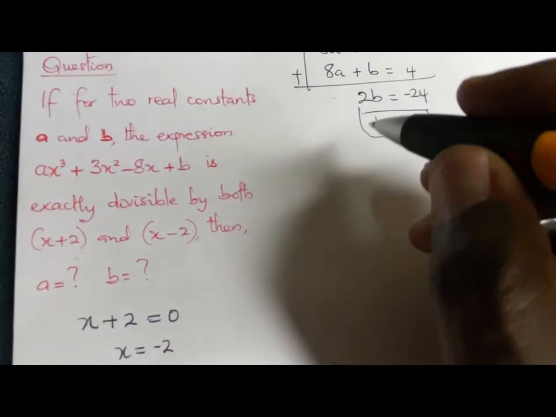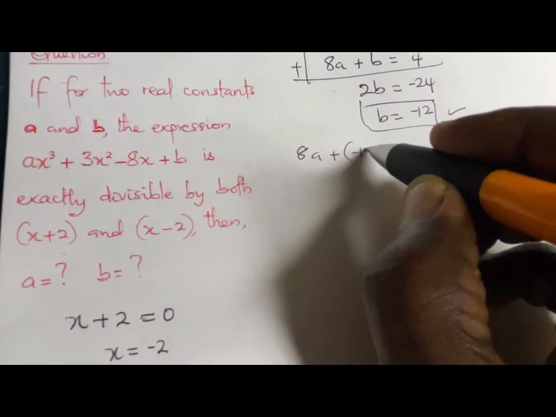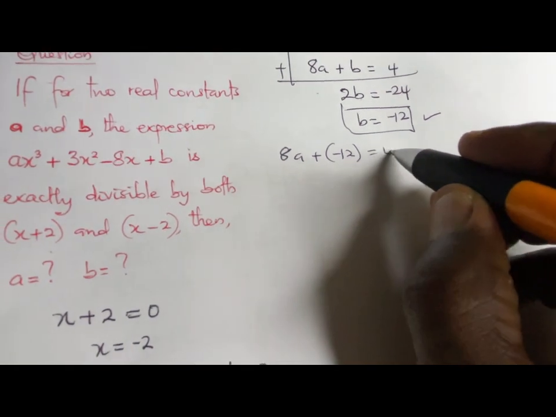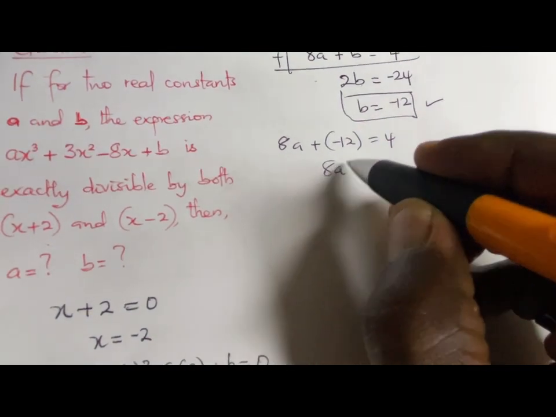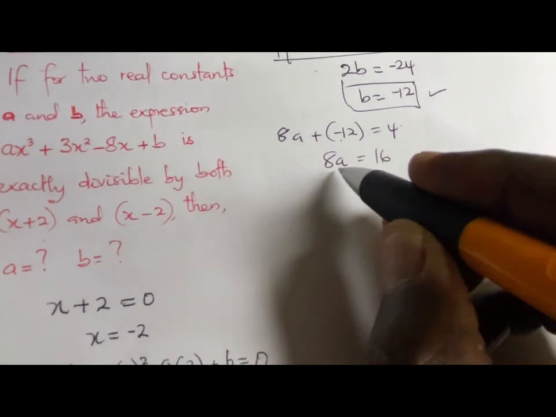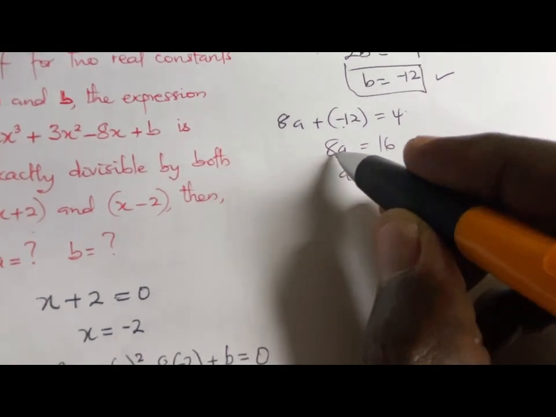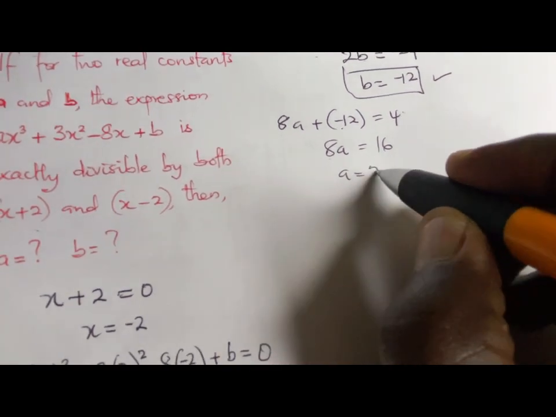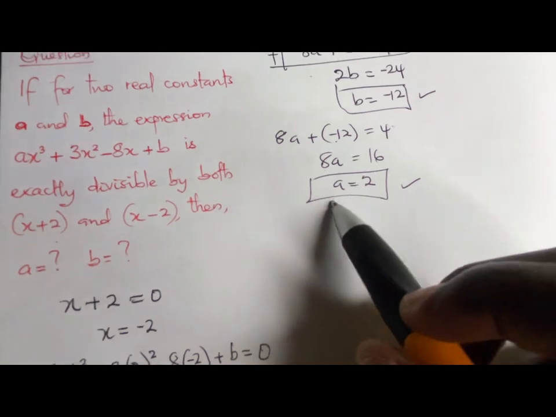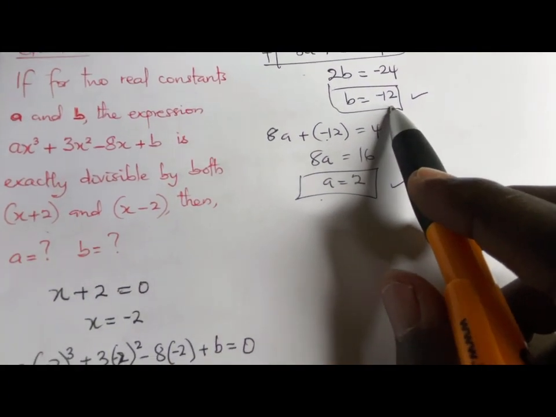So we have 8a plus negative 12, that is b, equals 4. So you have 8a equals, take the inverse, you get 16. So divide both sides by 8, you get a equals 2. So you have a is 2 and b is negative 12.